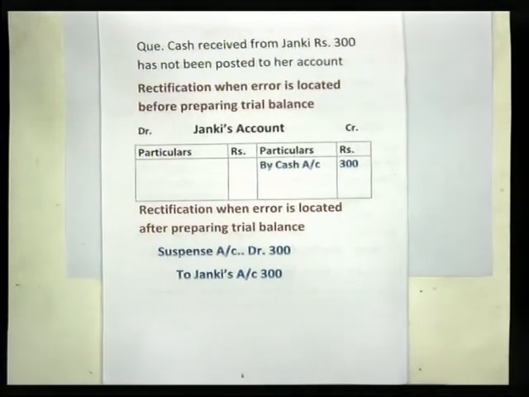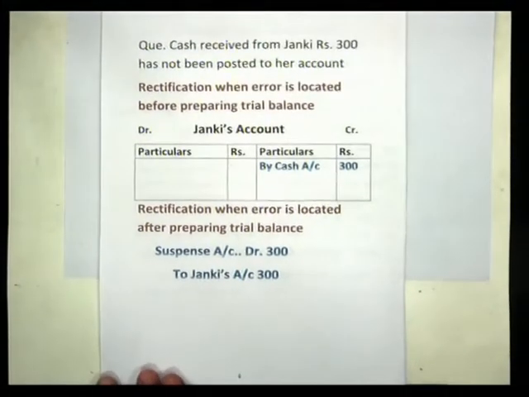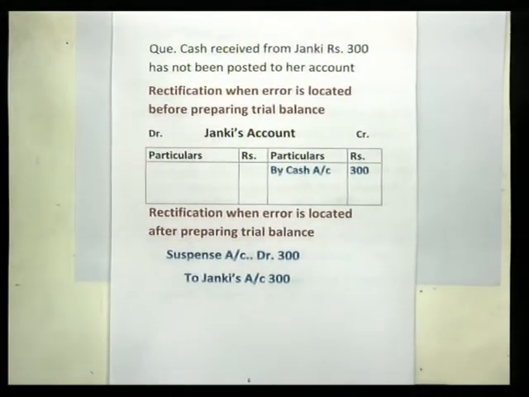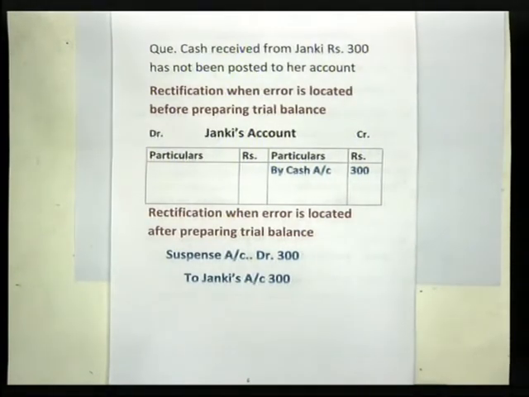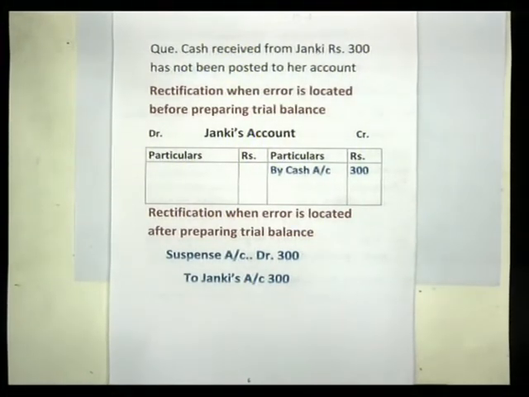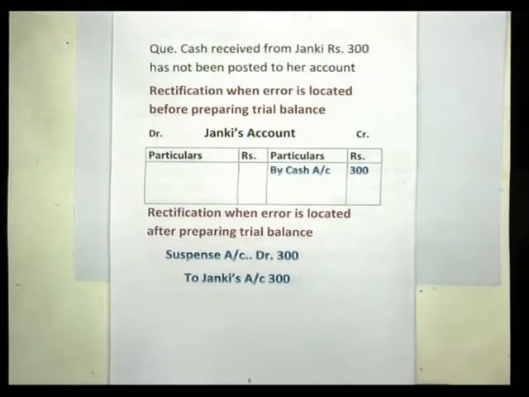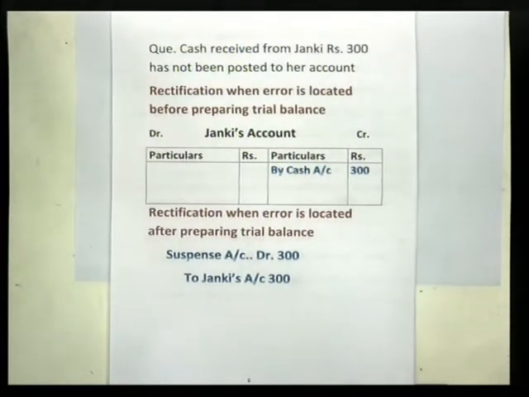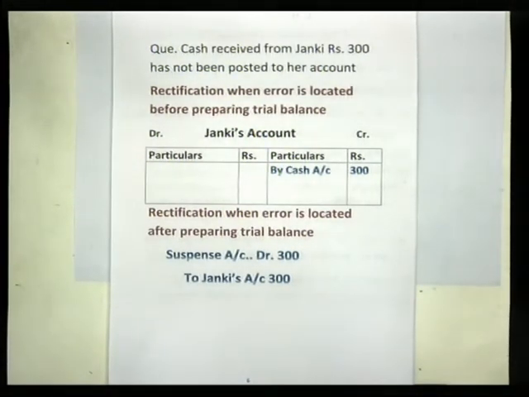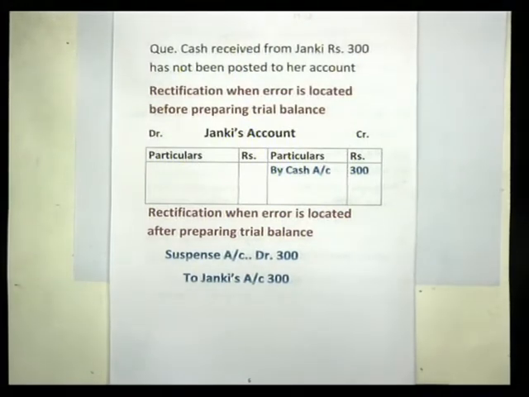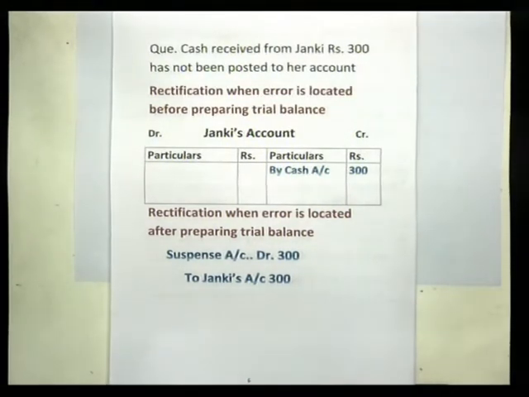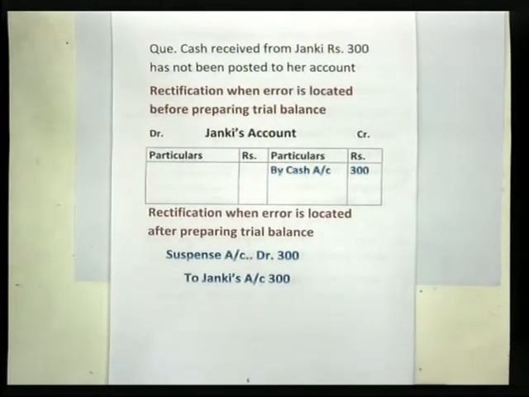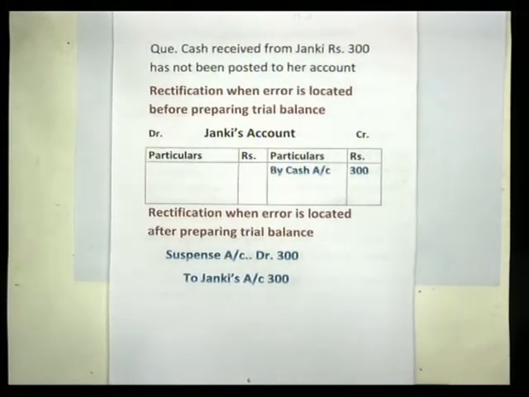Now let us take another example, that cash received from Janki rupees 300 has not been posted to her account. So here this is called a posting error. It means this transaction is correctly recorded in the cash book but not posted in Janki's account. So here you should think on which side of the account cash received from Janki should be recorded. The correct entry is cash account debited to Janki's account. So Janki's account should be credited while making the posting in Janki's account.